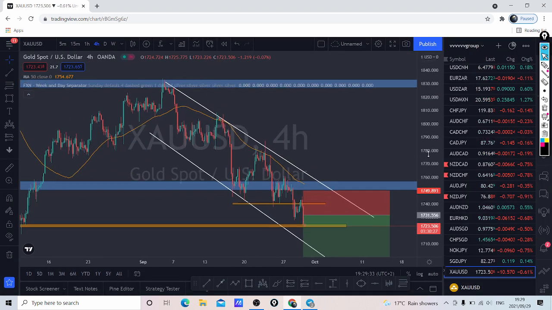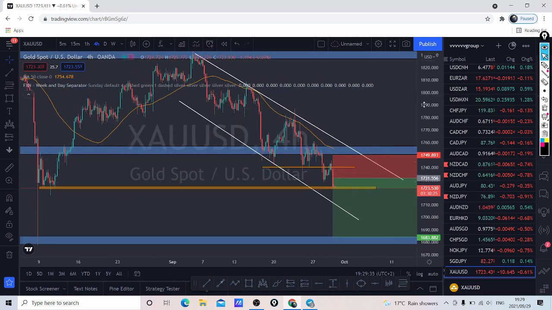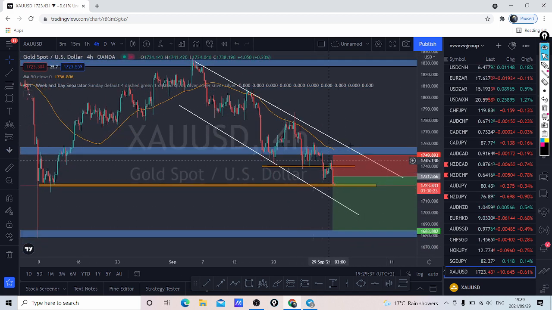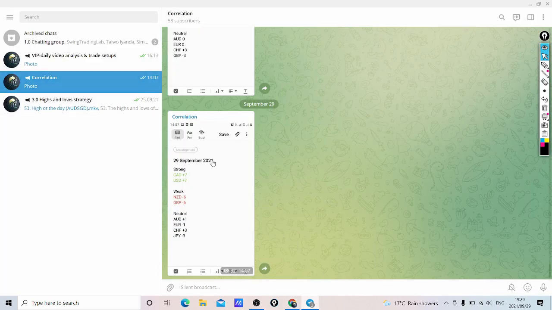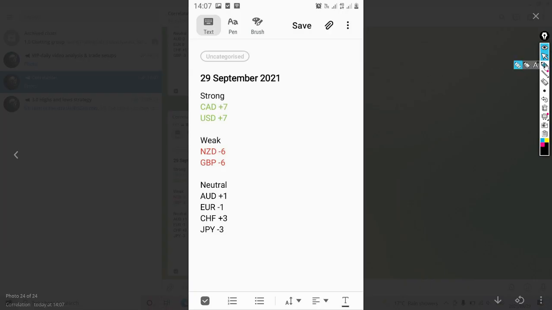But the entry was late. Okay, so let's start with the correlation. What was the thought process? Correlation numbers today: the US dollar was bullish. So if the US dollar is bullish with +7, that means we are supposed to wait. We are supposed to see a downtrend on gold.